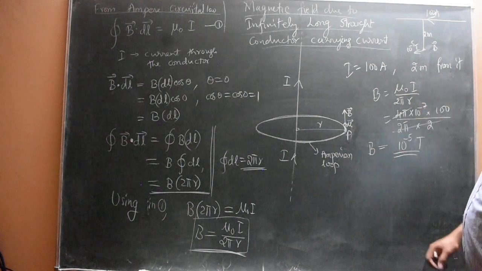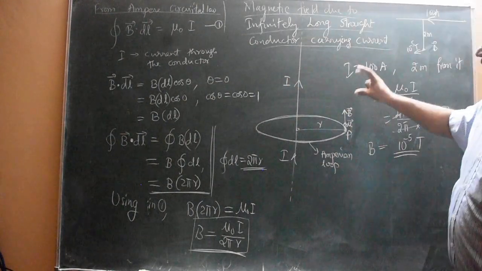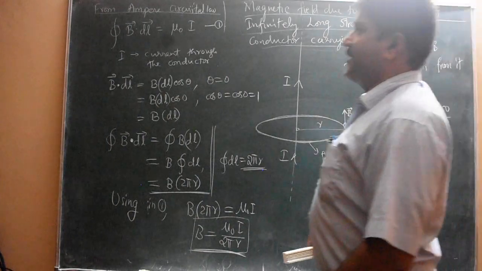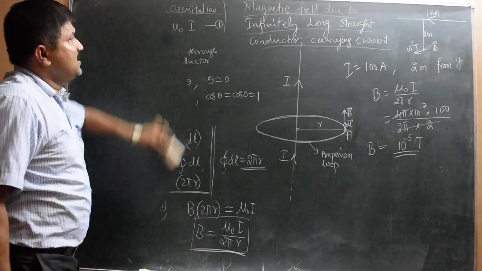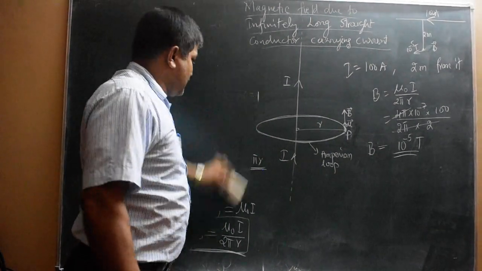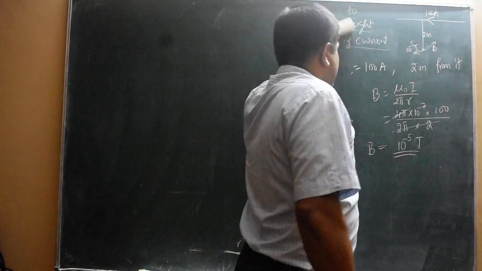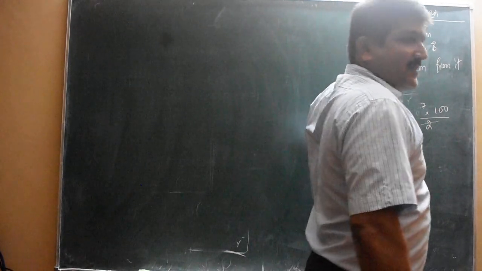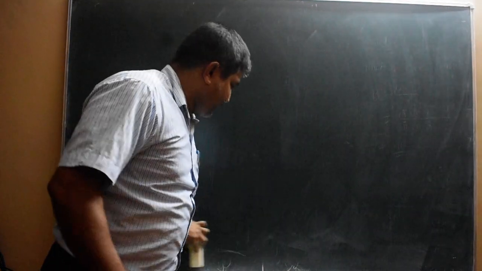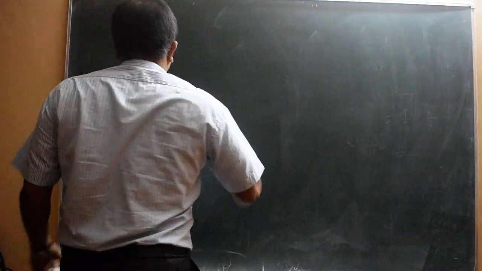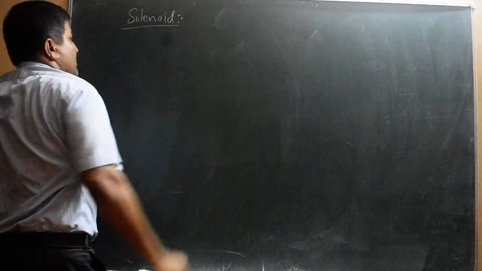So this is about using Ampere circuital law to obtain the expression for the magnetic field due to a current carrying straight conductor. That's all. Then I go to the next topic, solenoid and toroid. These are two devices used to produce a magnetic field, and they produce uniform magnetic field. Firstly, the solenoid, which is used to produce uniform magnetic field.